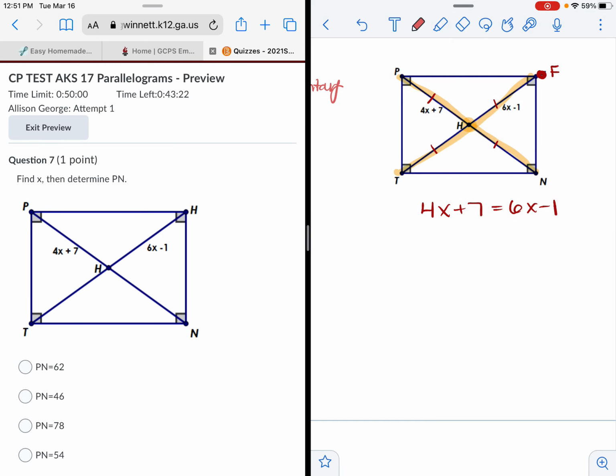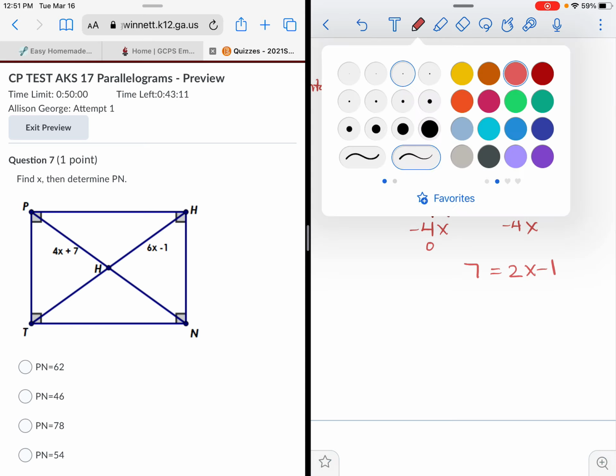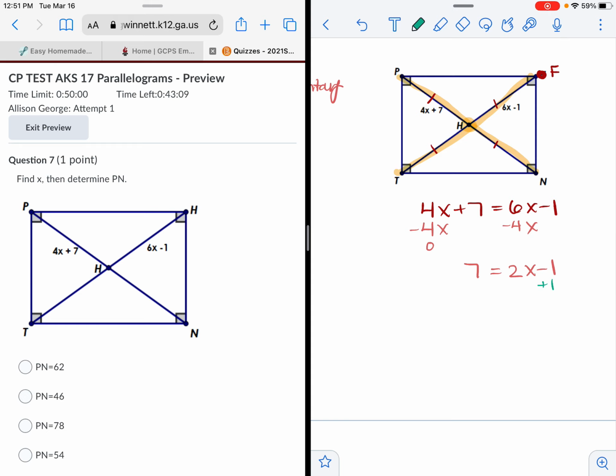And now I'm going to solve. So I'm going to subtract 4x over first. And that's 0. Bring down the 7 equals 2x minus 1. Next thing I'm going to do is add 1 over. So 8 equals 2x. And last thing I'm going to do is divide both sides by 2. So 4 equals x.